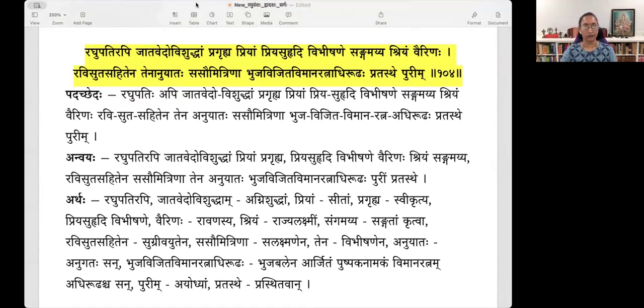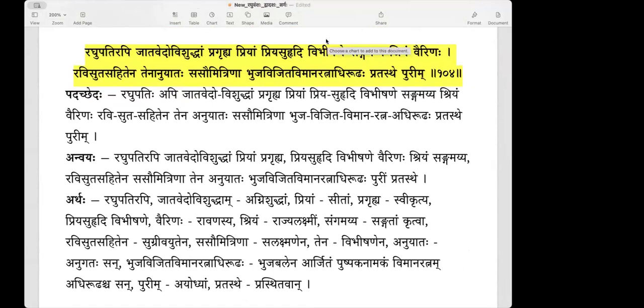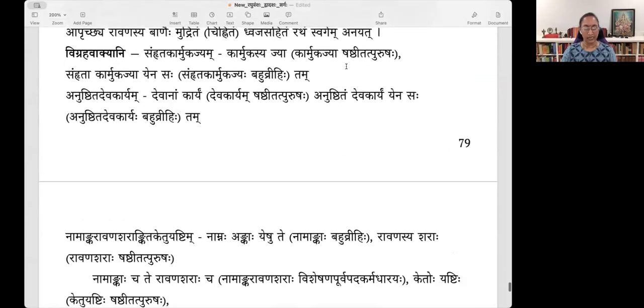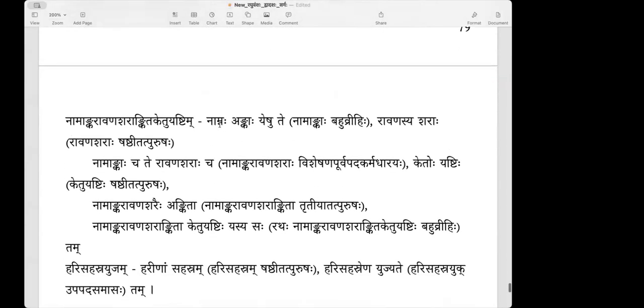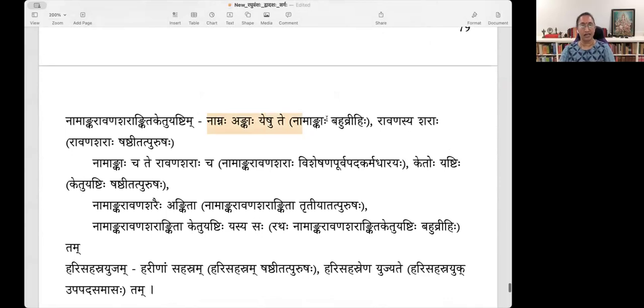Samskrita Rachana. Okay. And the Namangita Shara and the Ravana Shara. Namnaha Ankaha Namankaha Yeshute Sharaha. So it is an adjective to the sharaha. So namankaha yatra vidyante ravana shareshu vidyante. So ravanasya sharaha ravana sharaha namnaha ankaha namankaha yeshu te ravana sharaha. So it is an adjective to that, so it becomes a karmadharaya there. Namankaha chate ravana sharaha. Then ketoho yashtihi, make it separately.